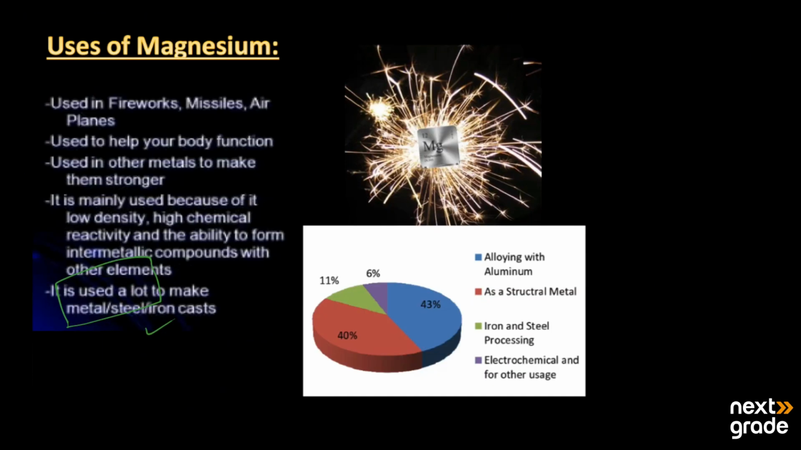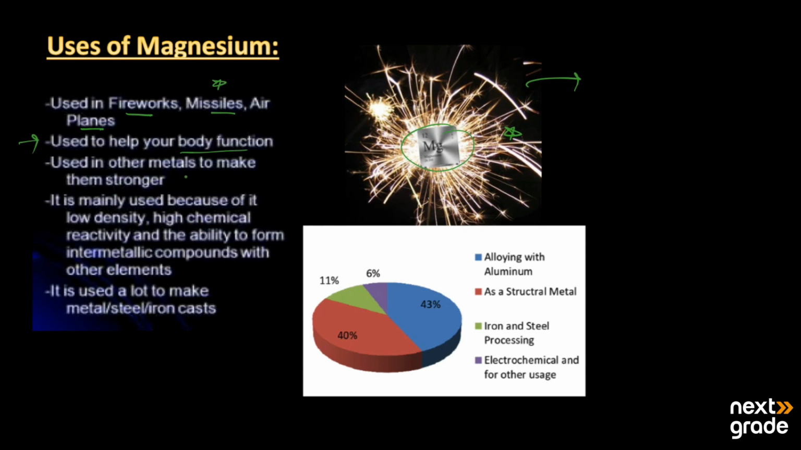Then we have uses of magnesium. Magnesium is basically used in fireworks, in missiles, and in airplanes. In fireworks, like all the different materials that we use during weddings or for different purposes, magnesium is used. It is also used in missiles and airplanes. The second use of magnesium is that it helps the body function. In the presence of magnesium, our body will work in a proper way.